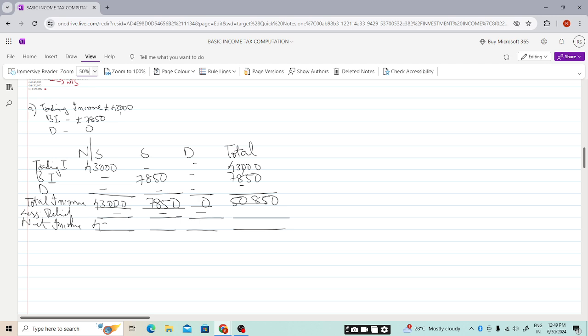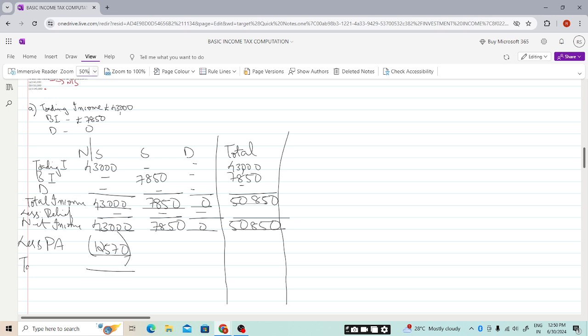So 43,000 pounds, 7,850 pounds, dividend income 0. Our total will be 50,850. Less PA. We need to see whether the PA is getting tapered or not. Our personal allowance is not getting tapered because our income is not more than 100,000 pounds. So the PA will be reduced from the non-saving income as we need to follow the order.